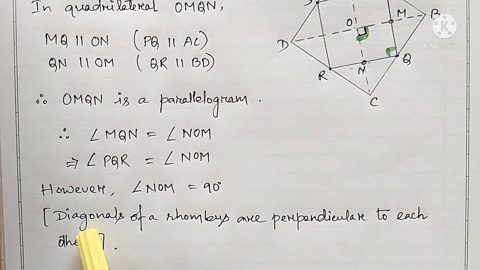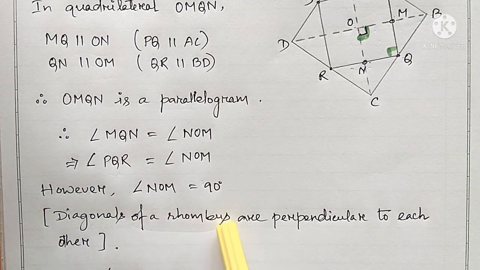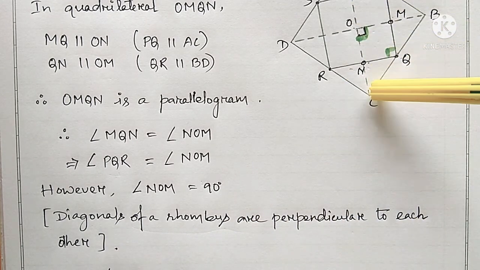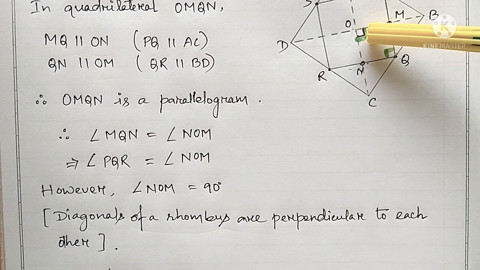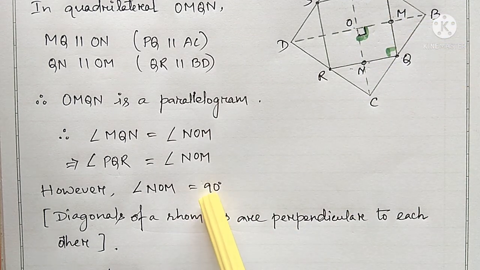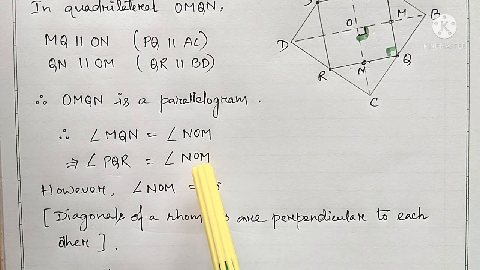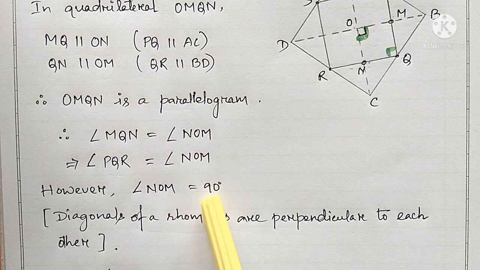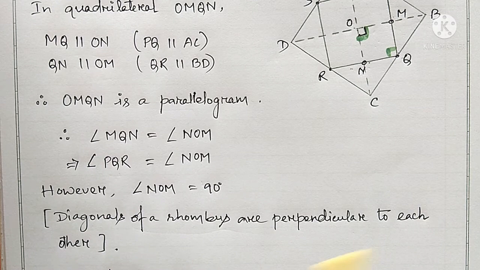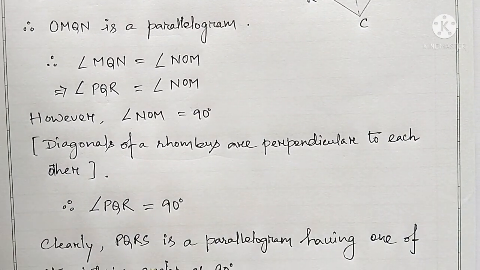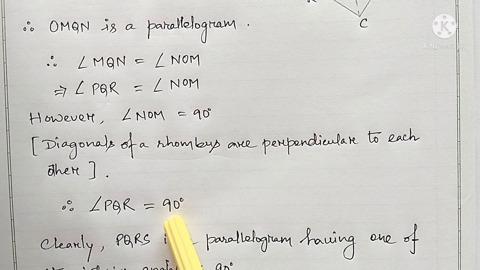The reason behind the condition is written here: diagonals of a rhombus are perpendicular to each other. Perpendicular means what? 90 degrees. So this one is 90 degrees. If NOM is 90 degrees and PQR is equal to NOM, then in place of NOM we can write 90 degrees. So ultimately, angle PQR equals how much? 90 degrees. So we write here angle PQR equal to 90 degrees.